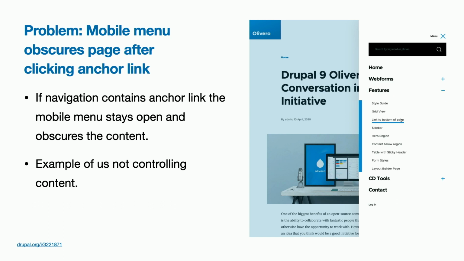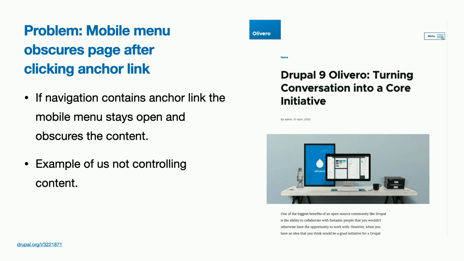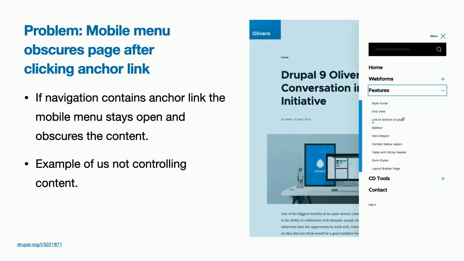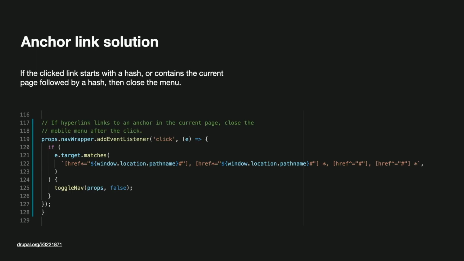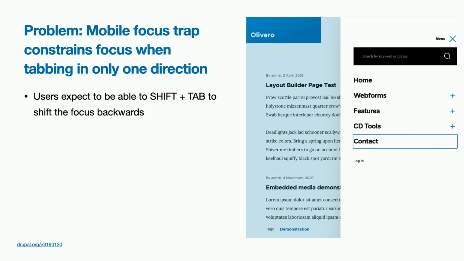This is a great example of how we don't control the content right here. Everybody's going to have their own little things, but we need to accommodate it. Once we knew about this, it was kind of an easy solution. What this does is it says, if the link that is clicked starts with a hash or contains the current page followed by a hash, at that point we close the menu. So if you have an anchor link that links to an anchor, it'll jump down to the anchor and close the menu on mobile. Everybody's happy and everything works. That was kind of cool.